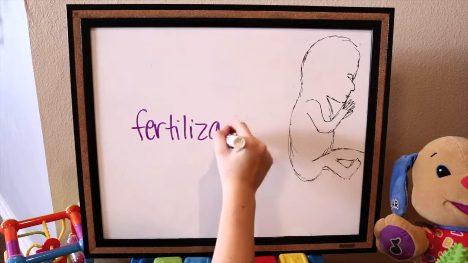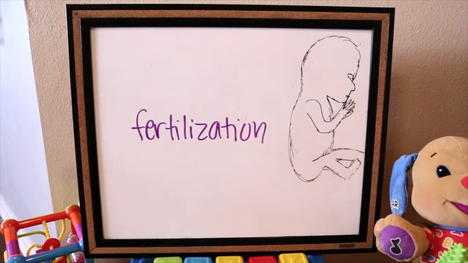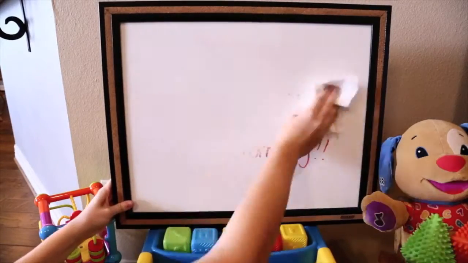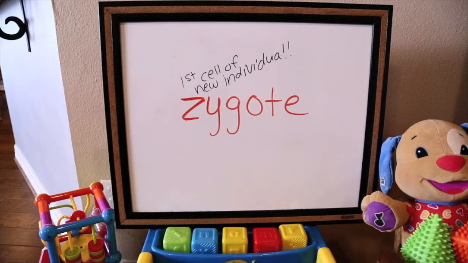Now, the genetic material of the sperm and ovum combine in a process called fertilization, and a fertilized egg is formed. This is also known as a zygote. This zygote is the first cell of the new individual.